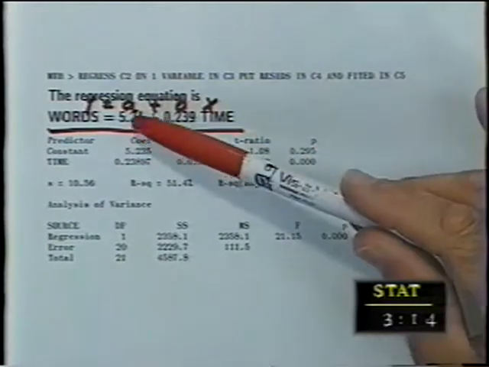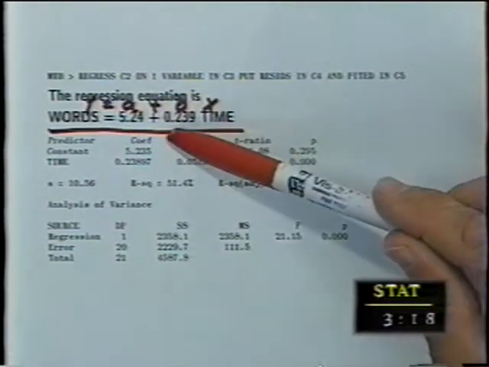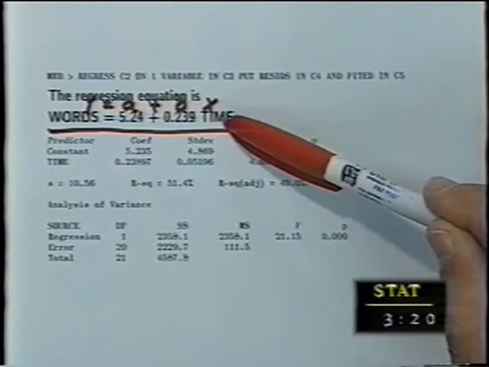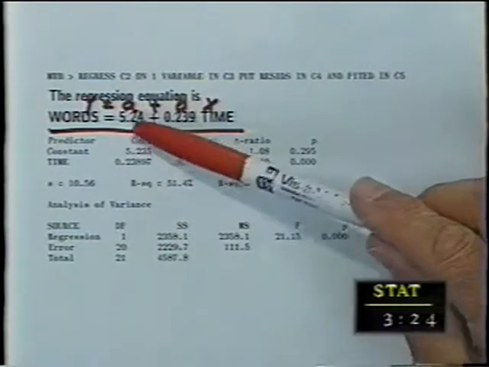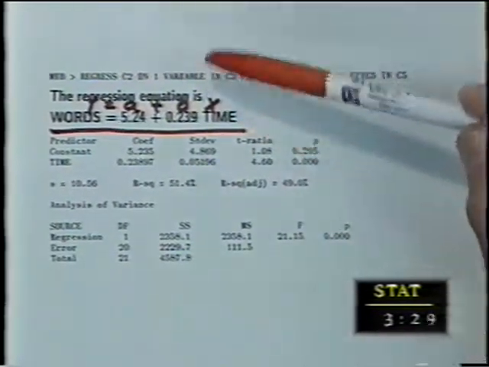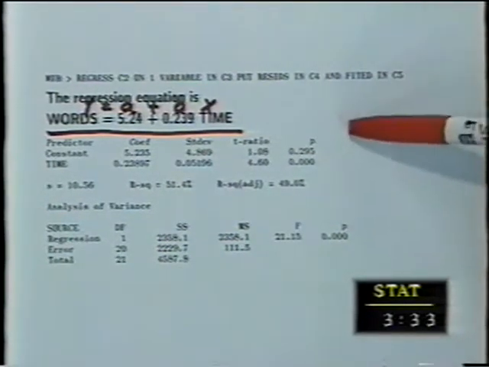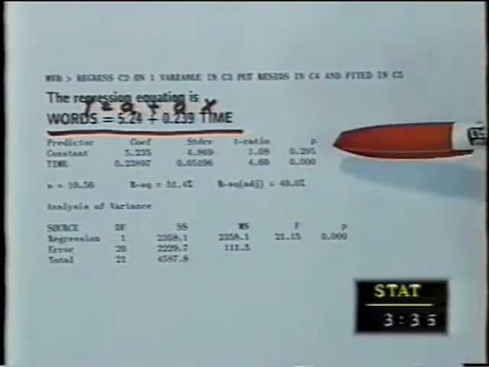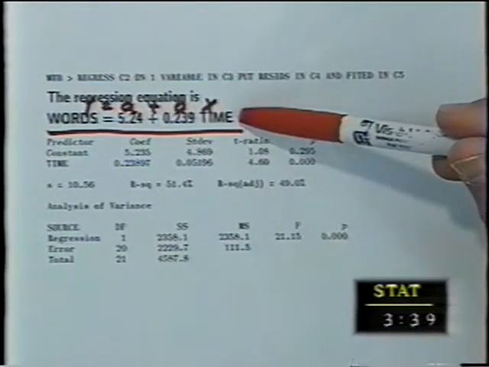Y equals A plus BX. And A is 5.24 and B is 0.239. X happens to be time and Y happens to be words in this equation. And that comes right out. You don't do any calculation of A and B. There are no calculations like those sums of X minus X bar times Y minus Y bar that we saw many times, but we don't do any of that, really. That's before the age of computing. Now computers do it all.